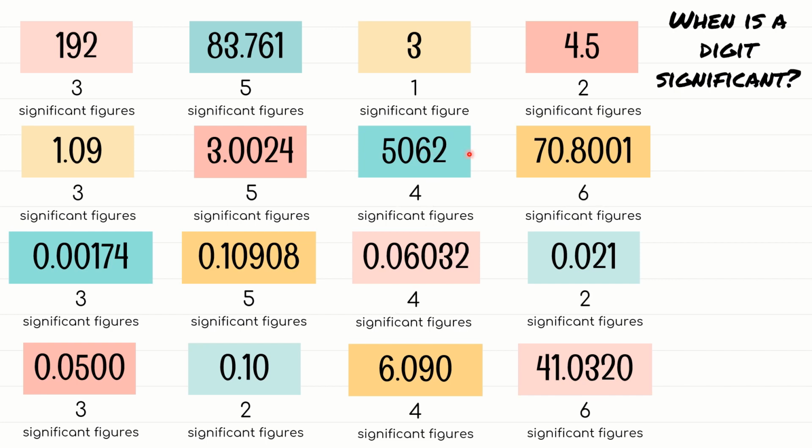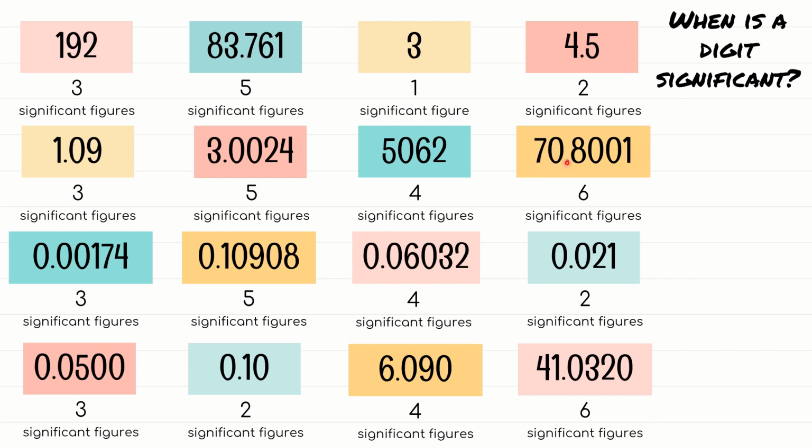So in these numbers over here, 5062, there should be 4 significant figures because we count 1, 2, 3, and 4 digits in a whole number. Next, in this number 0.06032, we start counting at this 6, and there are 1, 2, 3, and 4 significant figures. Next, in the number 6.090, we have to start counting from this 6. There are 1, 2, 3, and 4 significant figures over here.